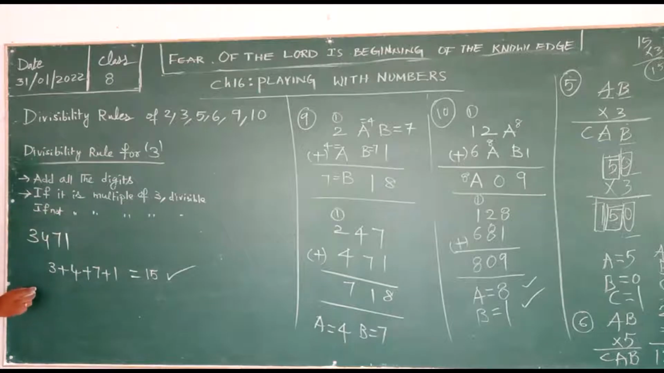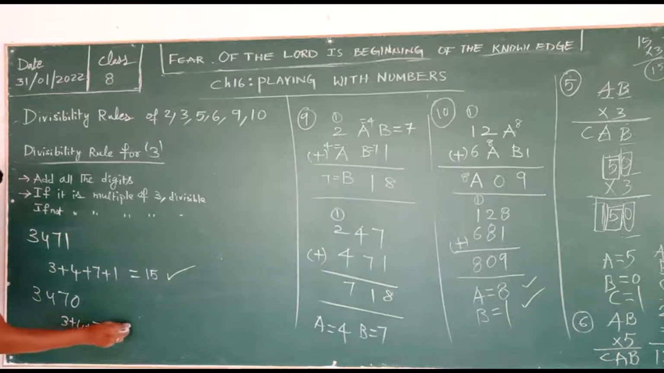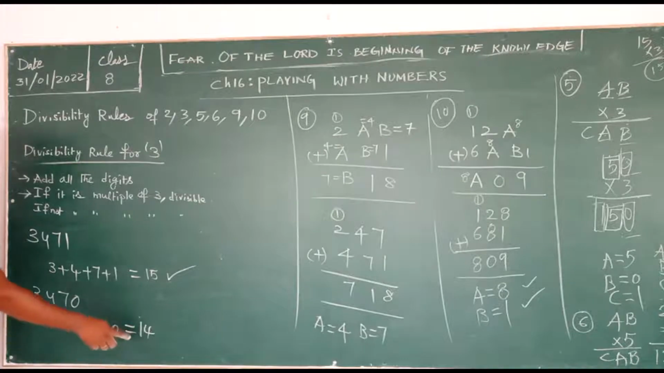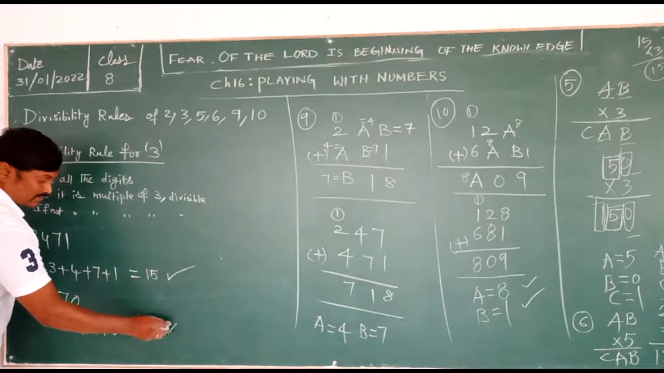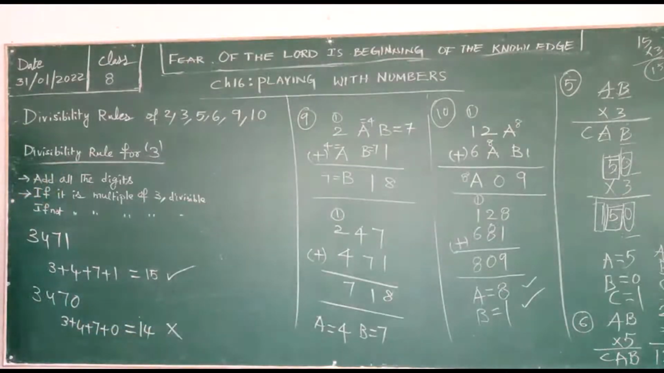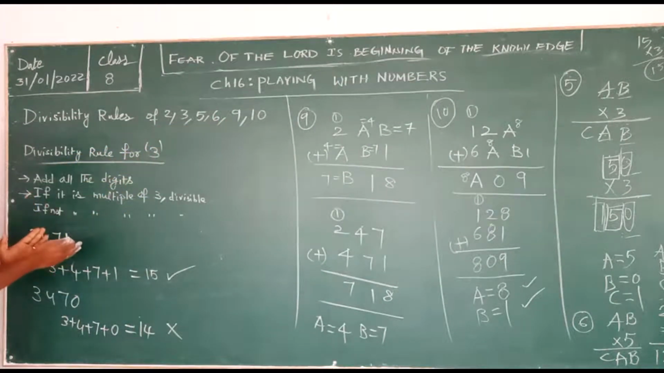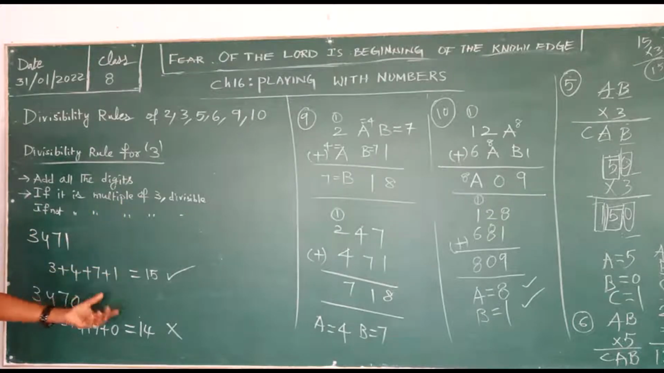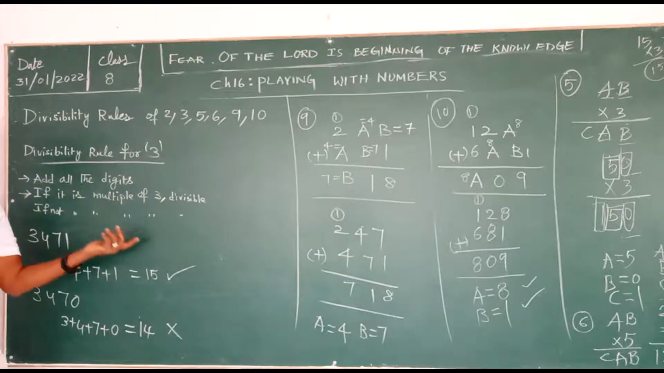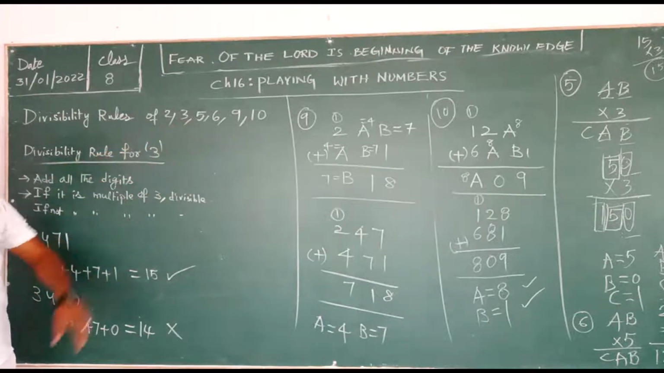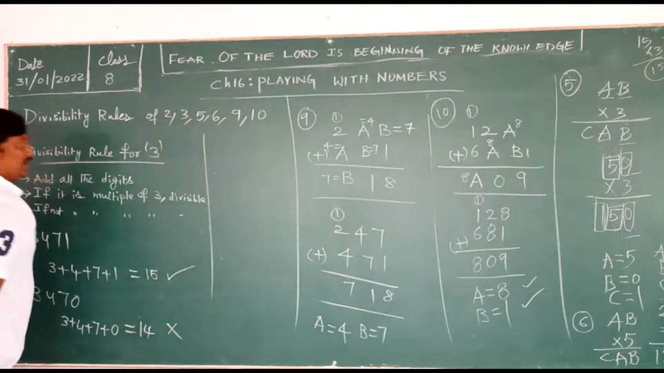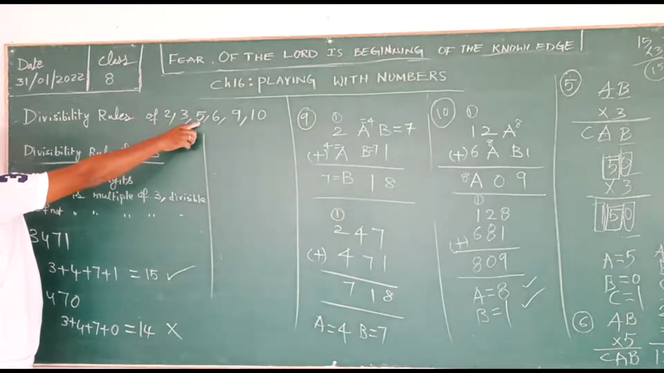Next, one more I'll take. 3, 4, 7, 0. Let's check. 3 plus 4 plus 7 plus 0, you get 14. Is 14 a multiple of 3? No. So it is not divisible by 3. Similarly, 9 is also the same. Add all the digits, and if it is a multiple of 9, then it is divisible by 9. Otherwise, no.